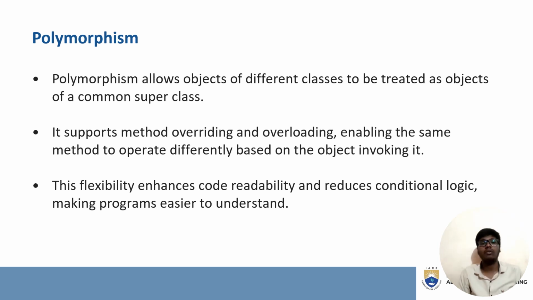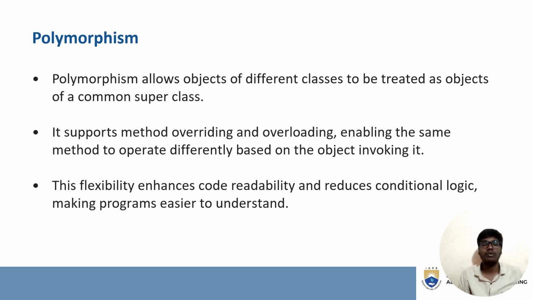Polymorphism. Polymorphism allows objects of different classes to be treated as objects of a common superclass, which means in polymorphism, objects of different classes are treated as objects of a common superclass. It supports method overriding and overloading, enabling the same method to operate differently based on the object invoking it.